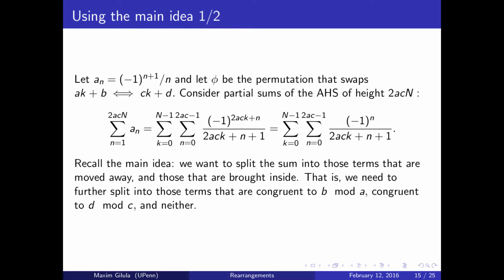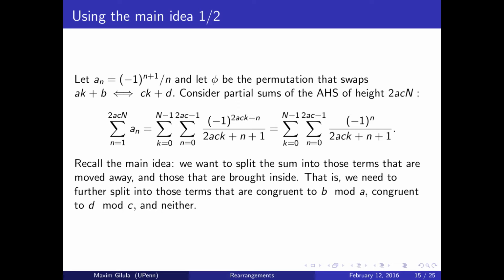We will somewhat make use of the main idea. What we want to do is look at partial sums, but we want to look at the sums up to 2ACN. We need it to be even, and for some reason, we need it to be divisible by AC, or else somehow we're not considering all the terms.